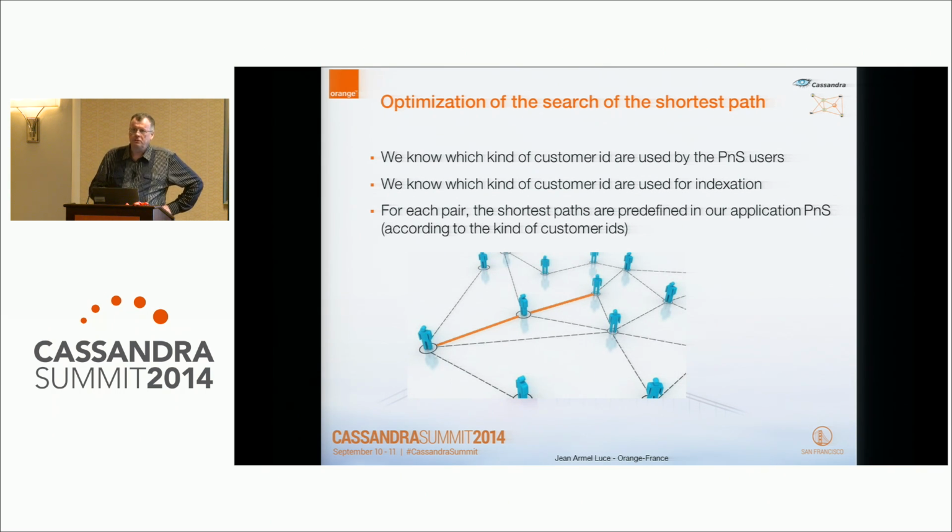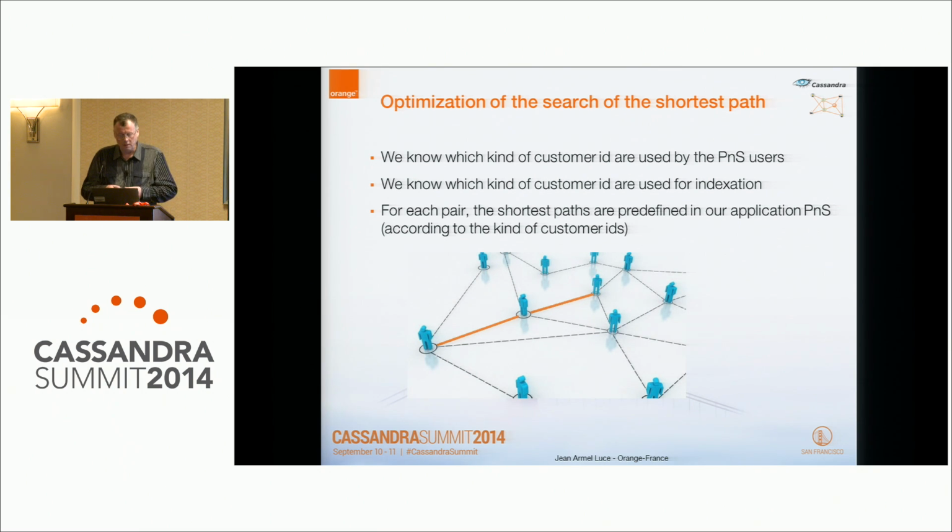We don't want to calculate online the shortest path between the edges because we can predefine and pre-configure them in our application in advance. Obviously, we know which kind of customer IDs are used by our users, and also which kind of identifiers are used as primary keys in our tables. So for each kind of translation we have to do, we are able to predefine the shortest path between those 2 kinds of identifiers.